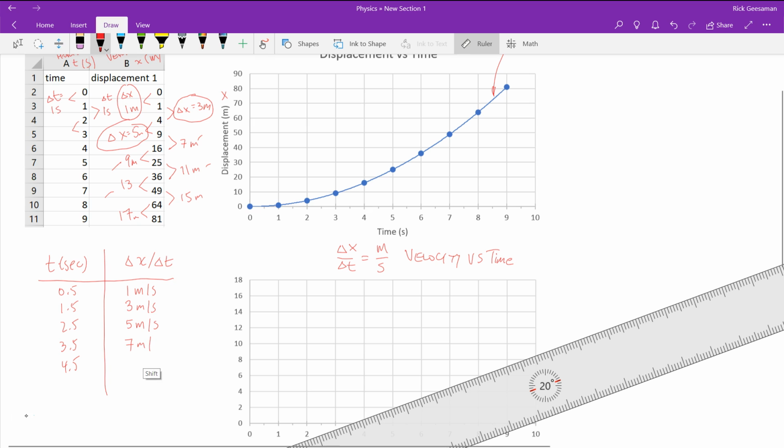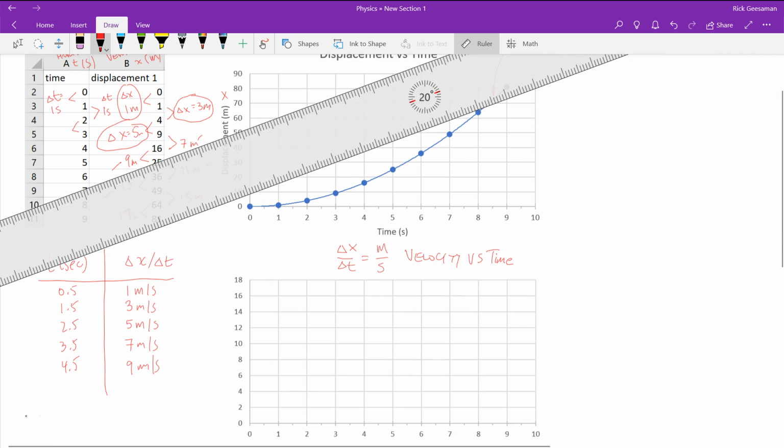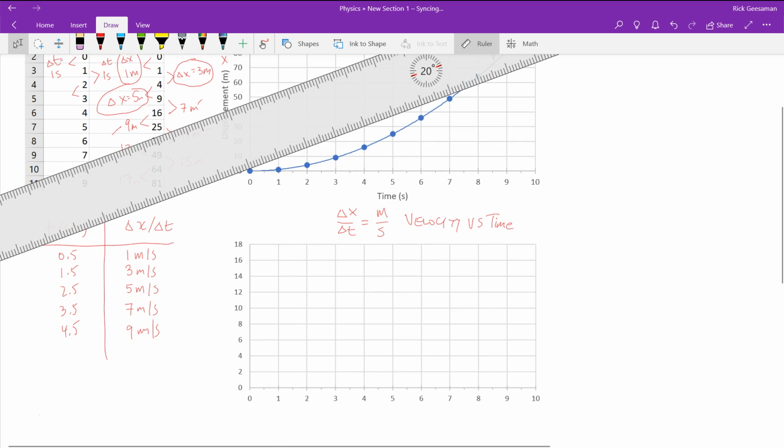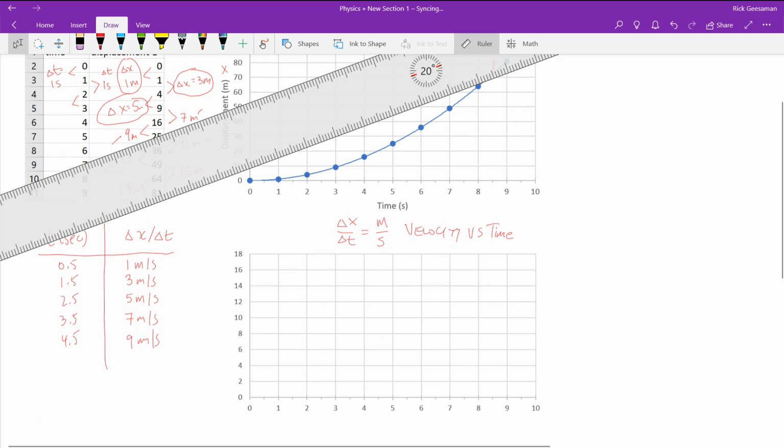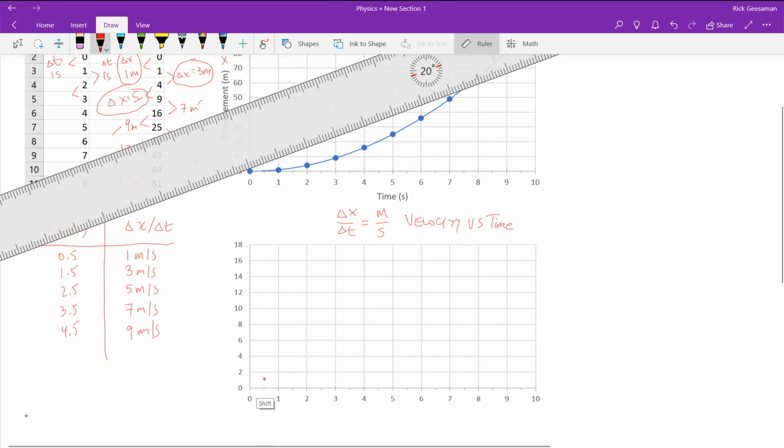7 meters per second, 9 meters per second. I said we weren't going to use x and y, and I already broke my rule. I apologize. So now let's get my ruler out of the way and graph this delta x over delta t at each time. T equals a half second, we are at 1 meters per second. 1.5 seconds, 3 meters per second.